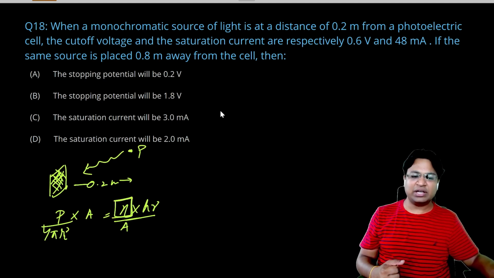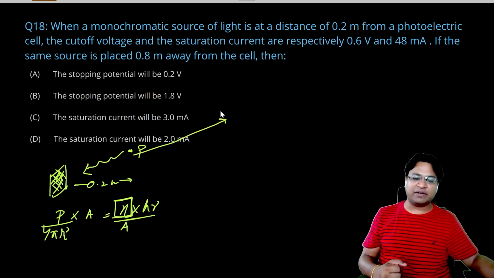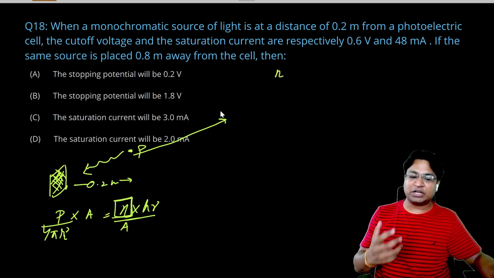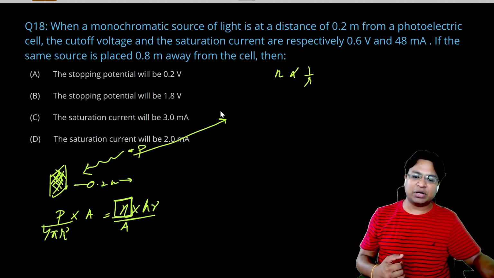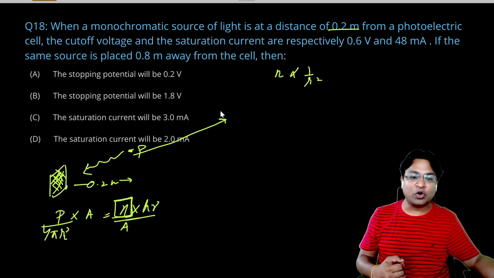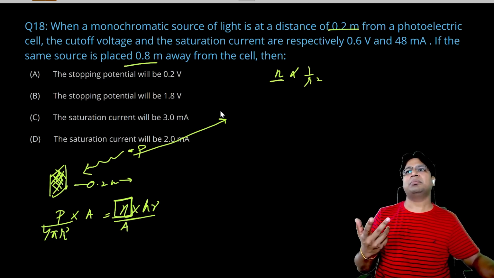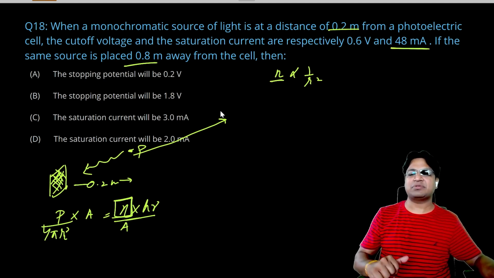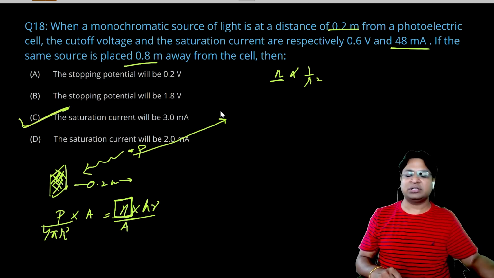So what we can see here, if I just shift this bulb to another distance, I've not changed the frequency, I've not changed the area, I've not changed the power. The only thing that I've changed is R. So the number of photons or the number of electrons hitting this target is proportional to 1 upon R square. So if I make R four times, then this N will become 1 upon 16 times. And therefore, the current will become 1 upon 16 times of the previous value. So the current will become 3 milliampere. Okay, so this is right, and the others are wrong.